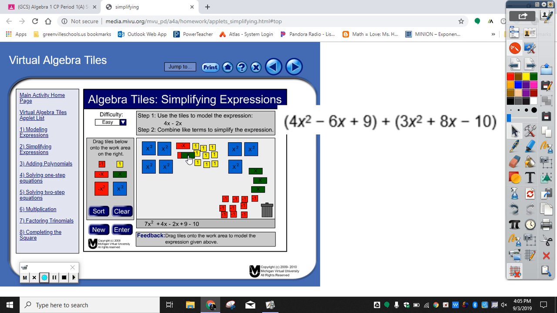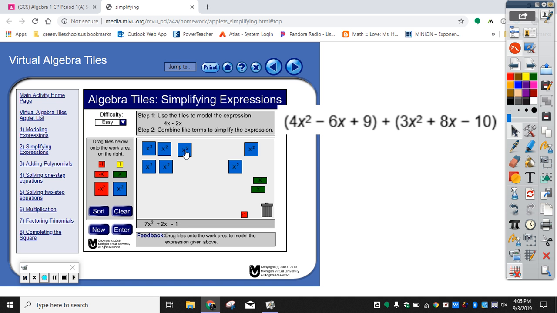And I just continue to match up my opposite pairs until I am left with no more to match. I do the same with these ones and the negative ones. And this can get a little tedious, but it does help you visualize what you're actually doing when you're combining like terms, you're adding polynomials.